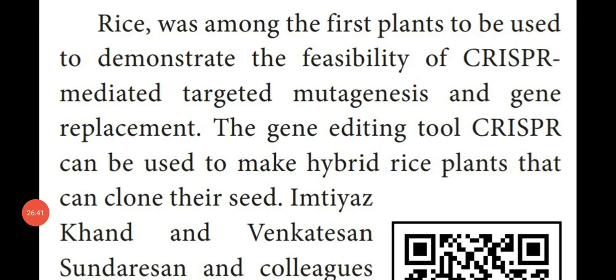Dear students, genome editing first took place in the rice plant by using the method CRISPR Cas9. So this CRISPR Cas9 mediates targeted mutagenesis, that is, mutation taking place in the gene, and gene replacement. Once the mutation has taken place, that gene is replaced by another one.